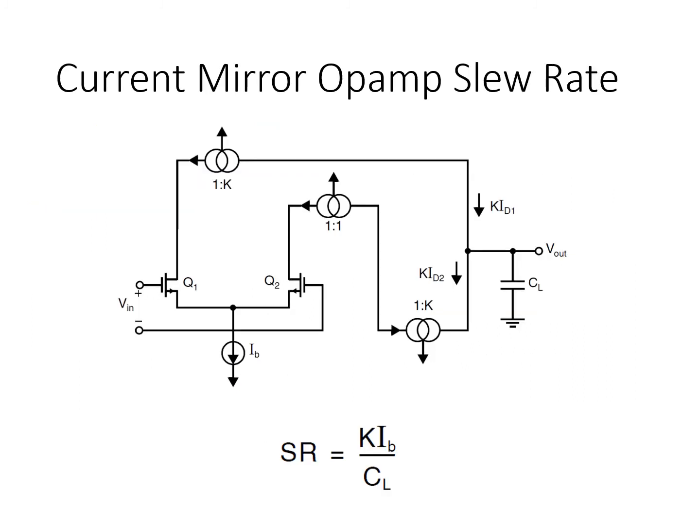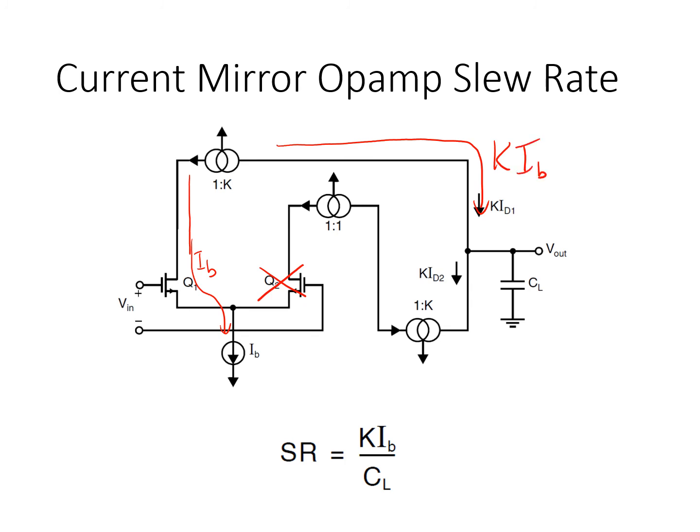Let's also briefly consider the slew rate performance of the current mirror op amp. Let's imagine that an input step arises that is large enough, a positive input step that's large enough to completely switch the input pair so that all current flows through Q1 and Q2 is completely off. So in this case, the current IB flows through Q1. That gets mirrored by a factor of K. So we've got K times IB flowing here.